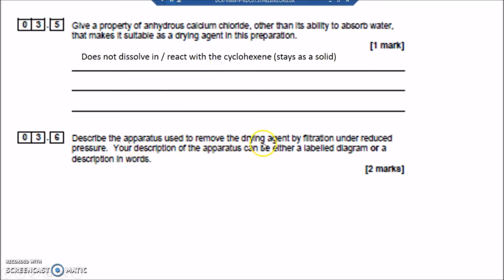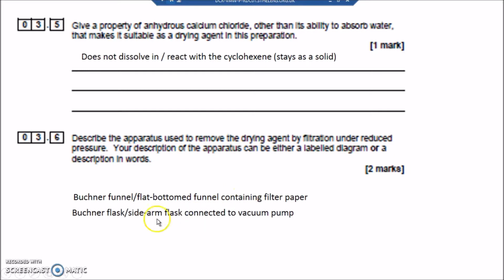Describe the apparatus used to remove this drying agent. Well, you use a special funnel called a Buchner funnel, and you use a side-arm flask or a Buchner flask connected to the tap for vacuum filtration or reduced pressure filtration. A Buchner funnel, you can actually call it a flat bottom funnel as well, but its real name is a Buchner funnel, containing some filter paper, of course. And the Buchner flask underneath, or a side-arm flask, is connected to the tap to a vacuum pump.